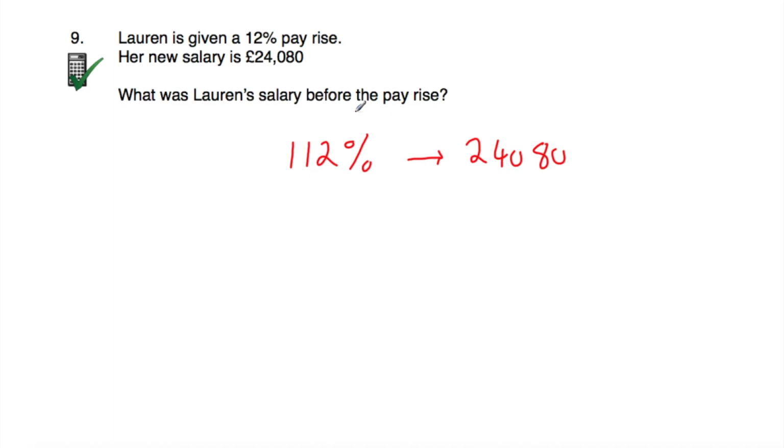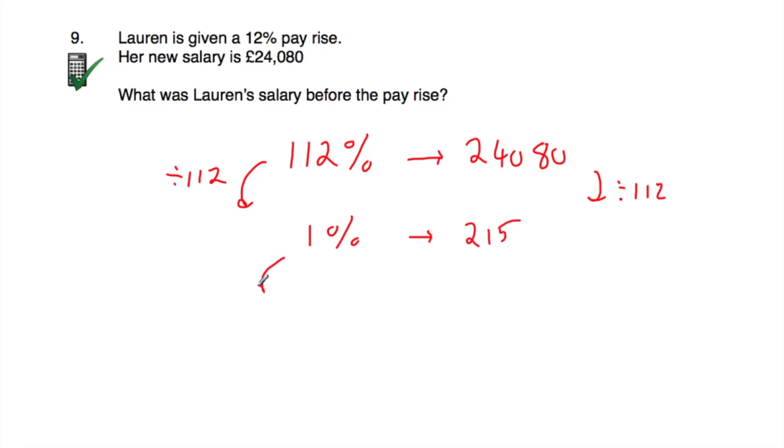So that's how much money she's got now. We know that it's gone up by 12%, so it's now 112%. So 112% is £24,080. We want to find out what her pay was before the pay rise, so we want to find 100%. I'm going to divide both of these by 112, and that'll tell us 1%. So 1% would be equal to, if we take our £24,080 and divide it by 112, that's equal to 215.